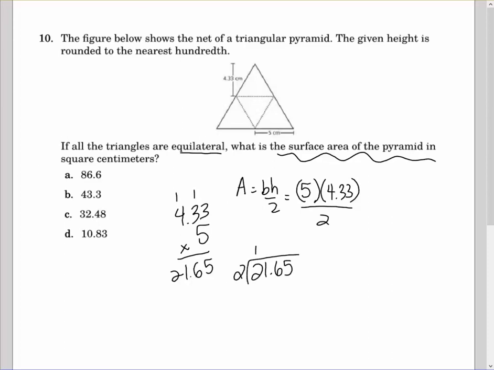So that goes in once. Gives you 2, 0. Bring down your 1. That goes in 0 times. Bring down your 16. That goes in 8. And then 2 goes into 5. Bring down your 5. We need another 0. 2 goes into 5 2 times. That gives you 4. You're going to get 1. You need that 0. So 2 goes into 10 5 times. So 10.825 is the area of one triangle. That's where the trap answer D comes in, because that's the area of one of these.